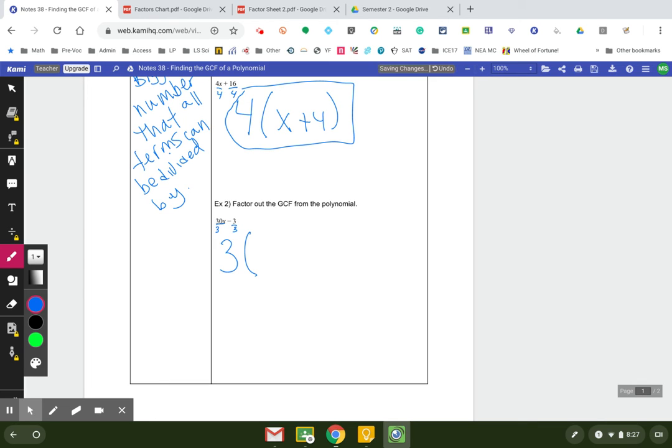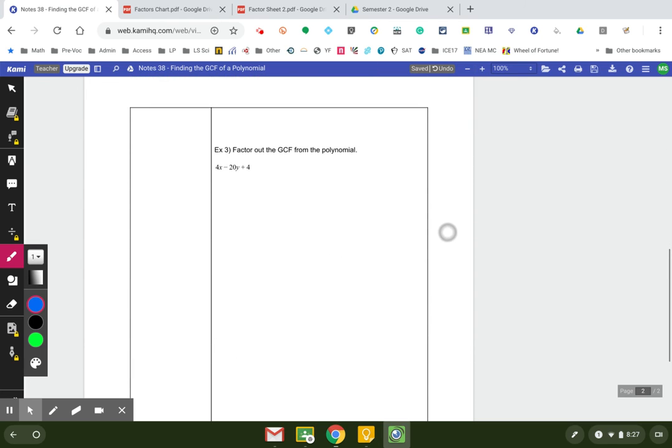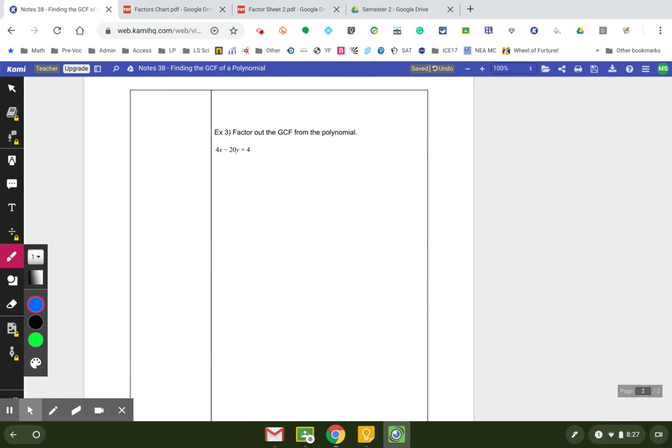So 30x divided by 3 is 10x. And then do not lose this negative sign. A lot of students will just say forget about it or ignore it, but you have to have it. And that would be -1. If you're stuck on the math for the dividing and such, just use your calculator. All right. One more problem, and then you guys can work on your assignment.